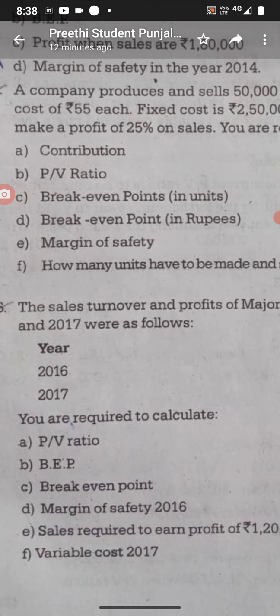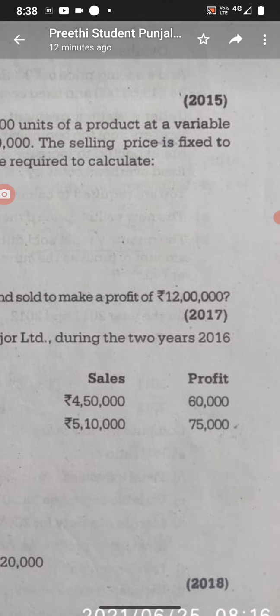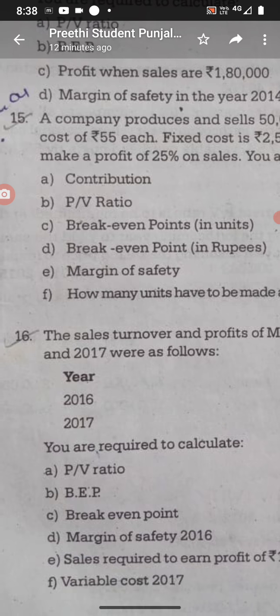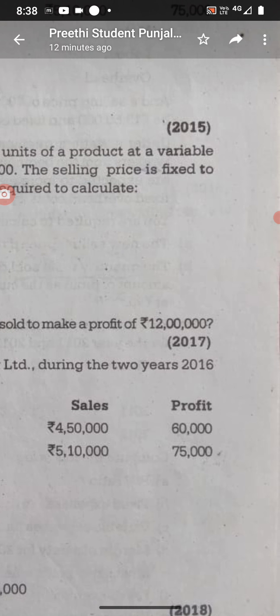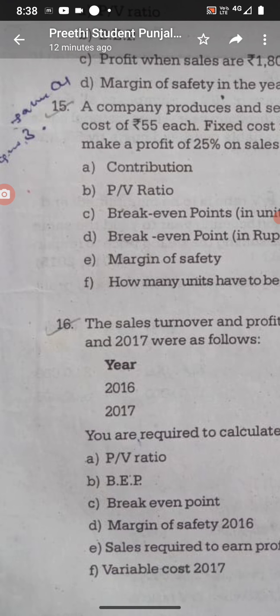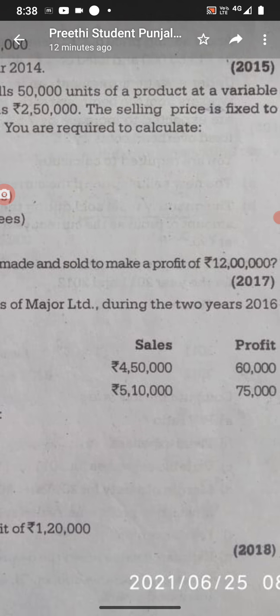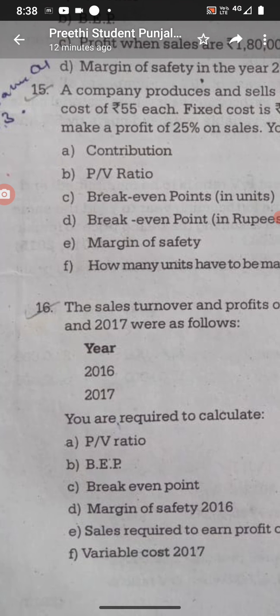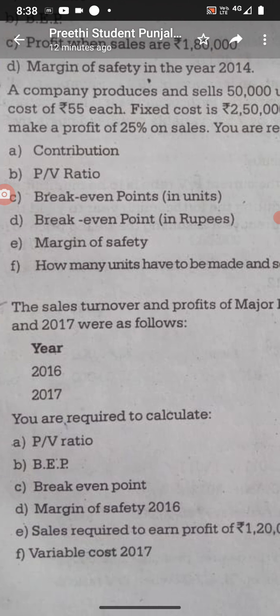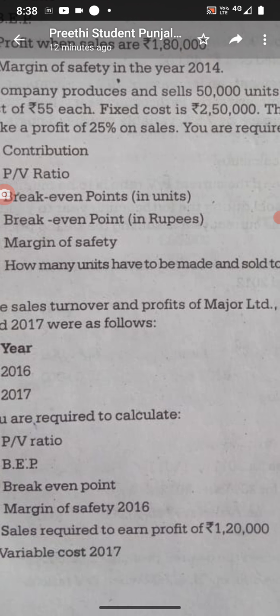The sales turnover and the profits of Major Limited during the 2 years 2016 and 17. 2016 sales are given, 2016 profit is given, 2017 sales are given, 2017 profit is given. So you are required to calculate PV ratio, BEP, break even point, margin of safety for 2016, sales required to earn a profit of 1,20,000 and variable cost for 2017.